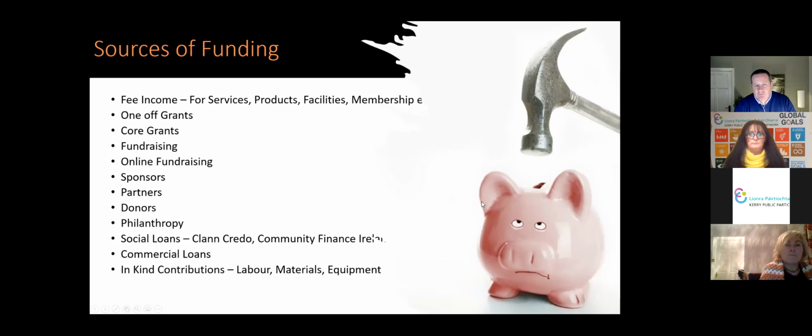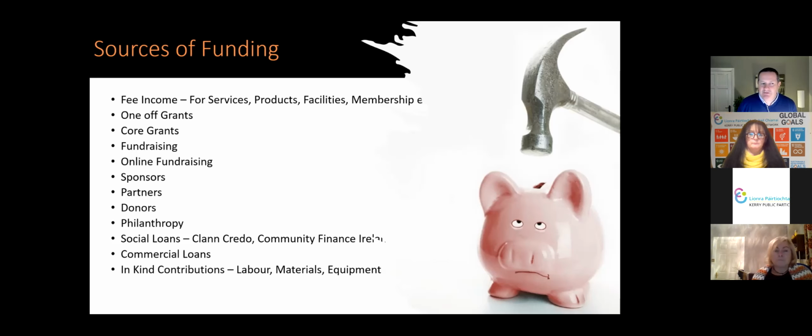Then your social loans, your loans from social banks. Your two social banks in Ireland are Clann Credo and Community Finance Ireland. They're different from a commercial bank in that you have to pay off the loan and pay them back. But the one key thing with them is they're focused on lending to community-based projects, social projects. There has to be a social objective. You have to be a company limited by guarantee or a not-for-profit structure, with no profit sharing and no dividends given out.